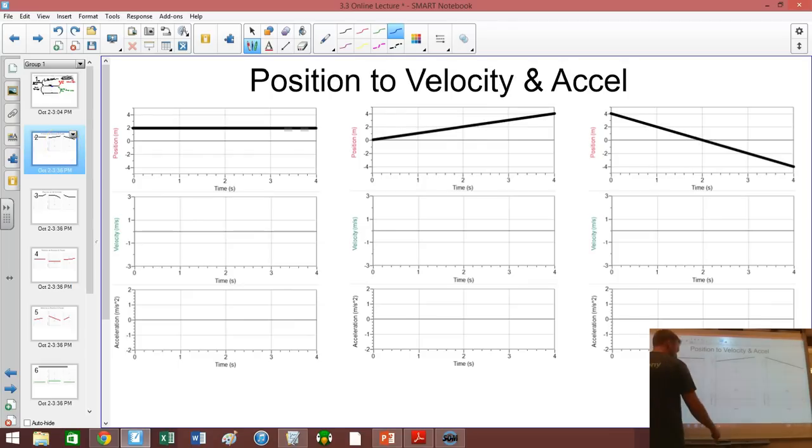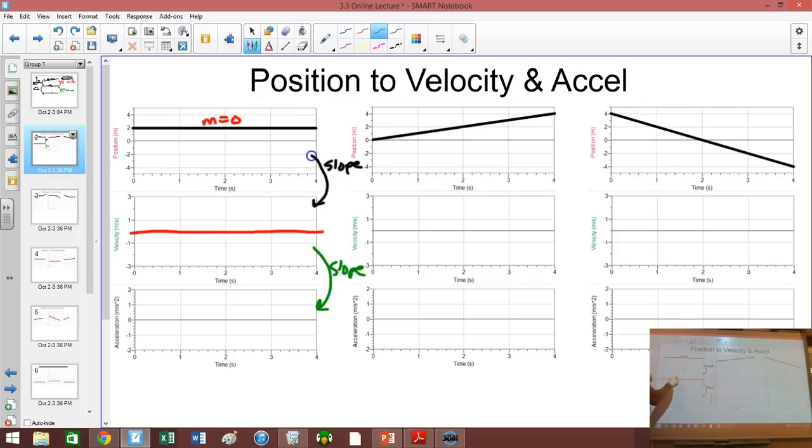My first one, when I go from this graph to this graph, I'm going to use the slope. This graph just means I'm staying put at the 2 meter mark. So my velocity is going to be 0 because that makes sense. My slope of this is 0, and then I go from this graph to this graph, it's also the slope. If I'm not moving, that means I have no acceleration also. A very simple graph, probably the most simple graph you're going to get. Standing still. No speed, no acceleration.